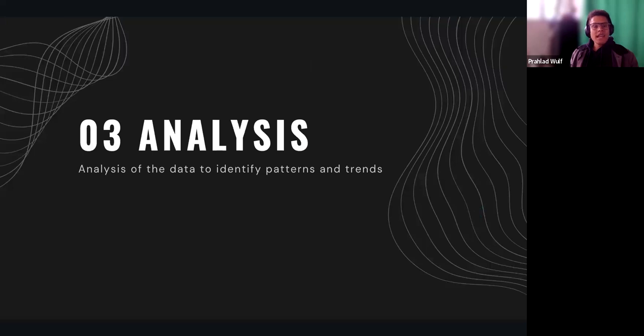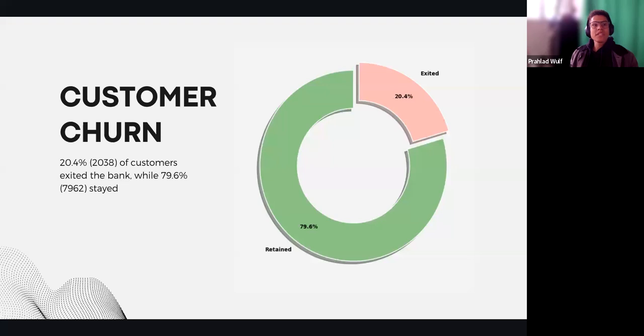So, analyzing the data to identify patterns and trends. Firstly, the main target variable that we used for the machine learning is customer churn. 20% of customers left the bank while 80% were retained. It's about 2,040 to 7,960 out of the 10,000.